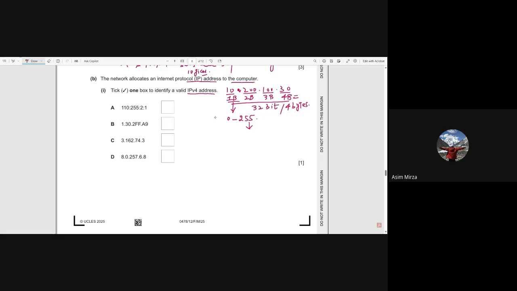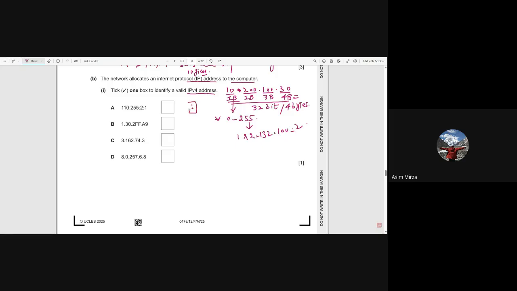And the second thing is that it's a denary number. It has only denary numbers. It doesn't have any hexa number. And these numbers are separated by dots. Let me give you another example: 192.132.100.2, right? Dot, dot, dot. Okay, so 110 colon. Colon means this one.